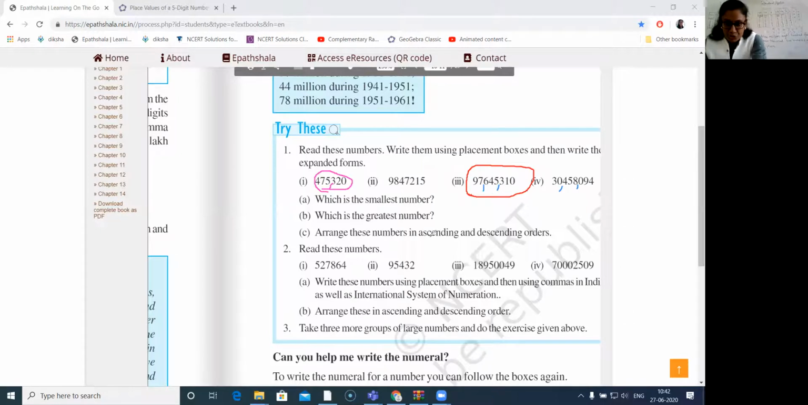I think I'll leave it to you because you know which is smallest and then biggest, in between which are the ones which are going to come. You can decide on your own. So now quickly we will try to read the next 3 numbers in the exercise there. Read these numbers. Write these numbers using place value boxes and using commas in the Indian as well as the international system of numeration. Now here I will read the number with you. You can write it down in your notebook and complete.